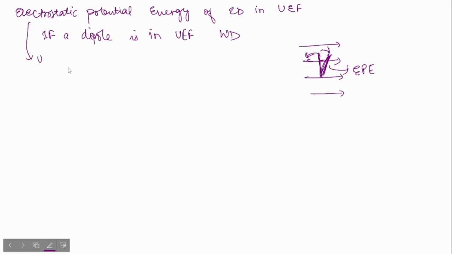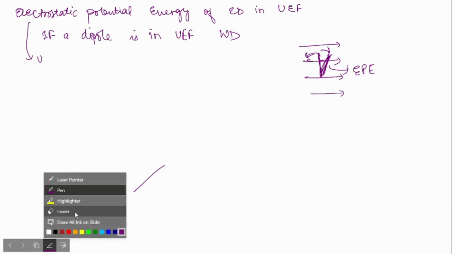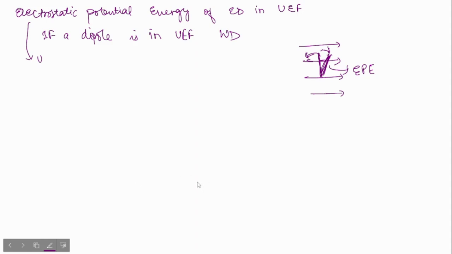Before that, I would like to tell you another formula. You need to calculate the work done in rotating an electric dipole. Suppose an electric dipole is placed in an external electric field, and you need to calculate the work done when the electric dipole is moved from position theta 1 to theta 2.